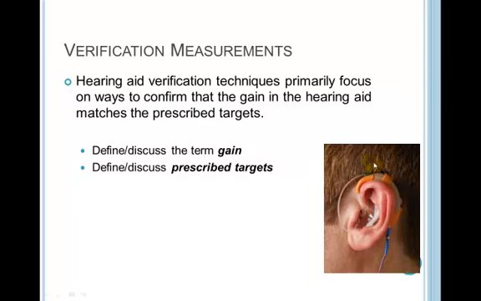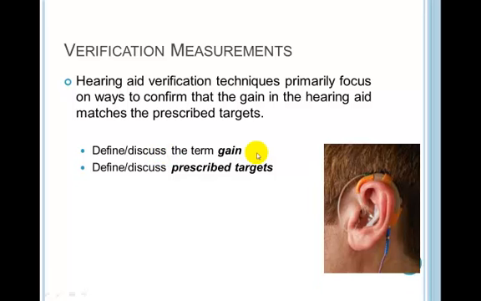So let's say when they come back, we want to do verification measures. And I say this when they come back, usually because it's just too much to do with the first fit, time-wise, and just kind of patient overload. So verification measures. Hearing aid verification techniques primarily focus on ways to confirm that the gain, or the amount of amplification, or how much volume you've given them in the hearing aid, matches the prescribed targets. So let's talk about that.